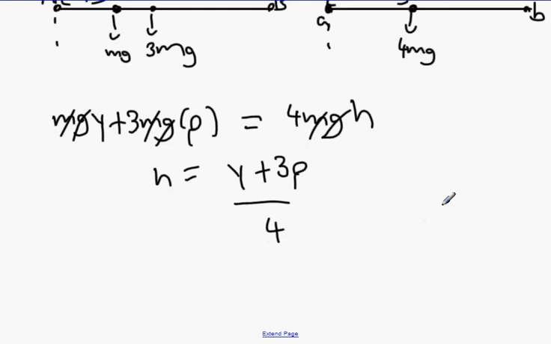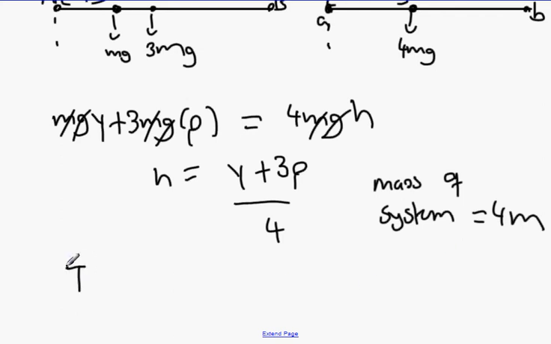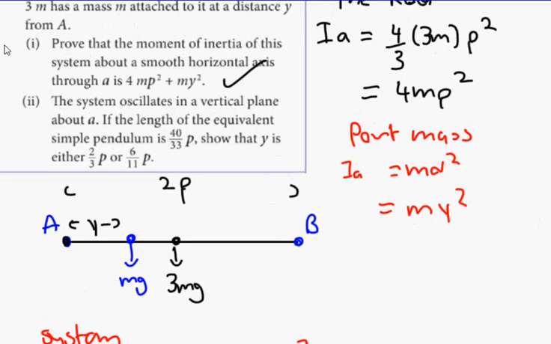Now, the mass of the system is 4m. Now what's going to happen here is, it says, what does it say about the period?